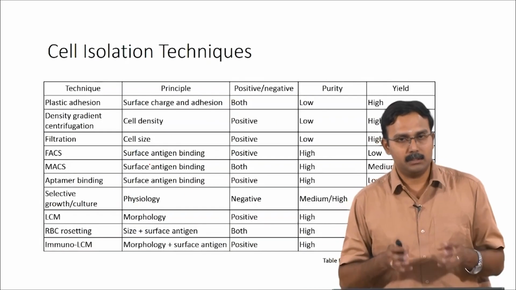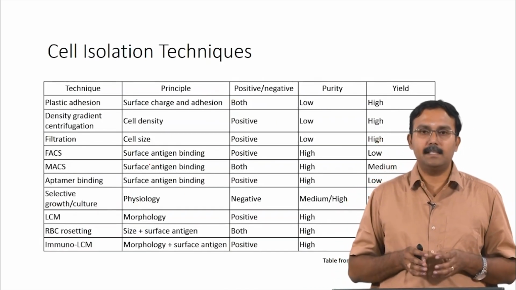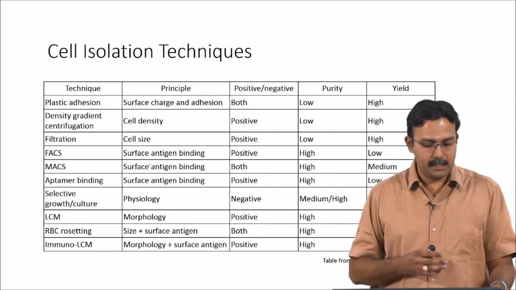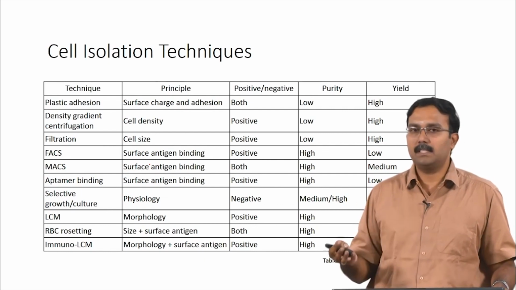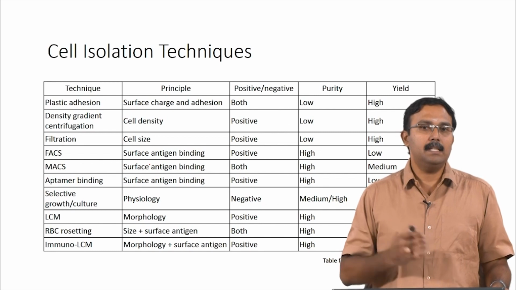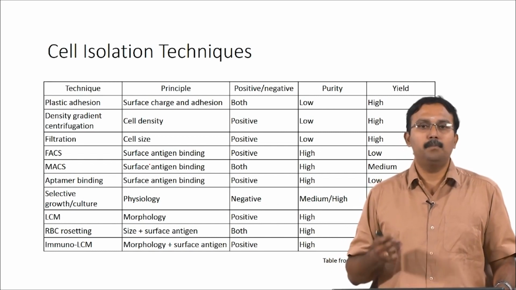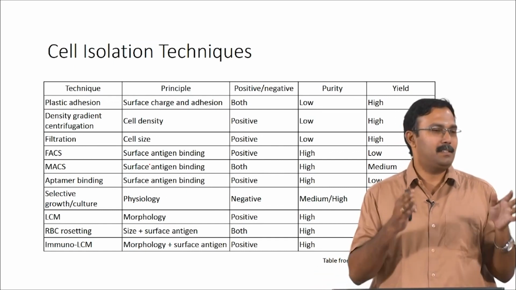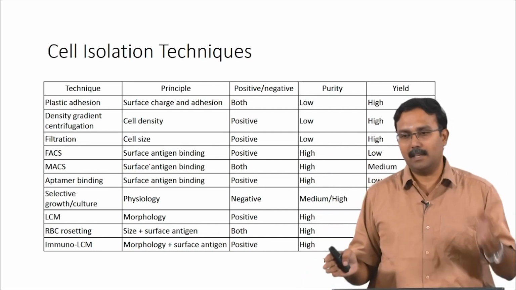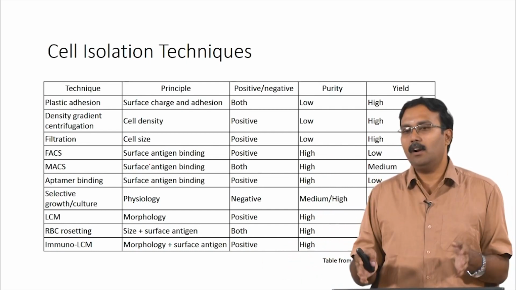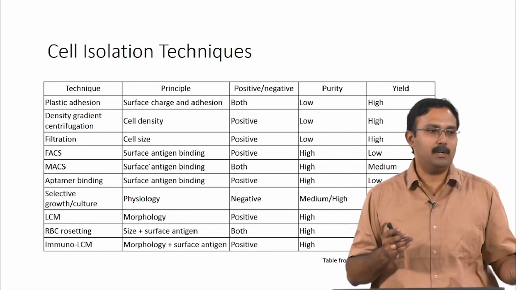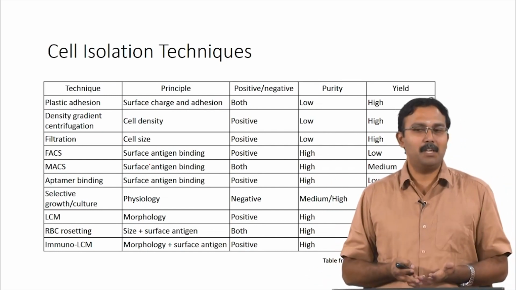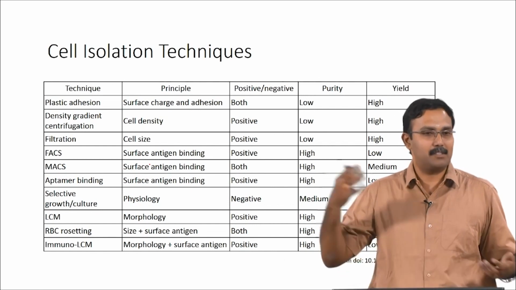So, we will go into some of the techniques. This is just an overview of all the techniques that are there, and we will talk about individual techniques in greater detail. The first technique is the plastic adhesion, which is based on the surface charge or surface adhesion properties. This can either be positive or negative selection. The purity is very low, but the yield is quite high, because if you are trying to separate, all you are doing is segregating it as two different classes, adherent and non-adherent cells, right. Every non-adherent cell is going to be in the suspension, every adherent cell is going to adhere to the surface. So, you are obviously going to get very high yield, but the purity is going to be low, because you are going to get a mixture of adherent cells and a mixture of non-adherent cells.